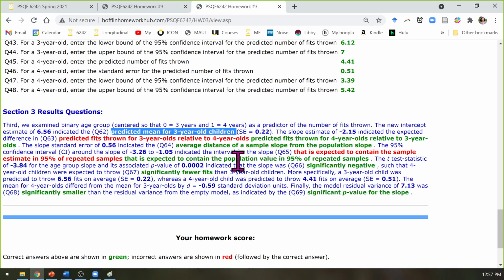It usually makes more sense if you have a variable that's numeric to keep it in the same order. It would be backwards conceptually to have 4-year-olds as the reference. So then the slope estimate describes how the 4-year-olds differ from the 3-year-olds. Because the slope estimate describing the 4-year-olds is negative, they have a lower outcome, which was significant. So 4-year-olds throw fewer fits on average than 3-year-olds. And in this case, the residual variance was significantly smaller than the empty model, and we know that because of the p-value for the slope. Had the slope been non-significant, the decline in the residual variance would have been non-significant as well.